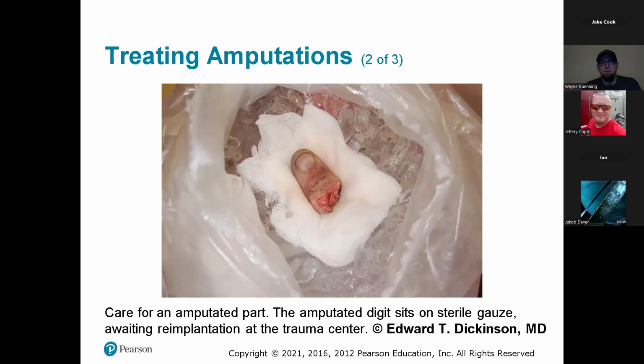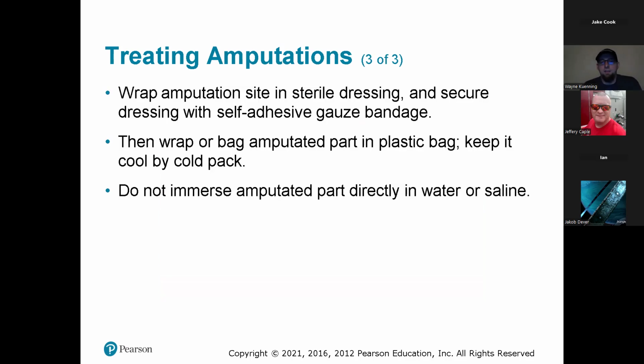Those are almost always going to require some form of tourniquet or some form of really, really heavy pressure dressing to control bleeding. Wrap the amputation in sterile dressing. Secure the dressing in self-adhesive gauze bandage. Bag it in a plastic bag and keep it cool with a cool pack. Do not immerse it directly in water or saline. Keep it dry.